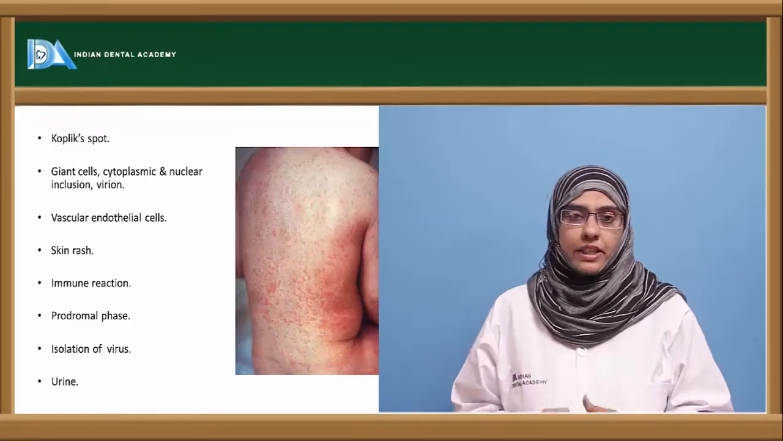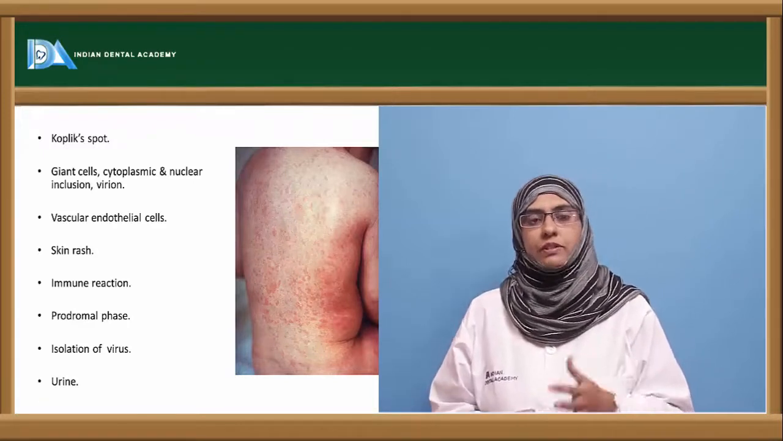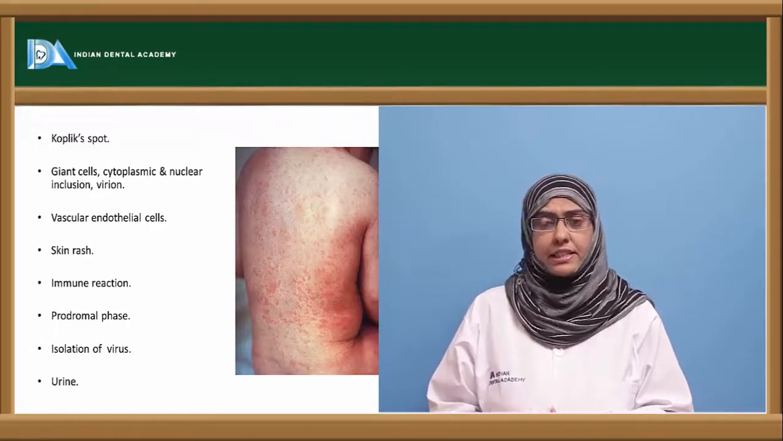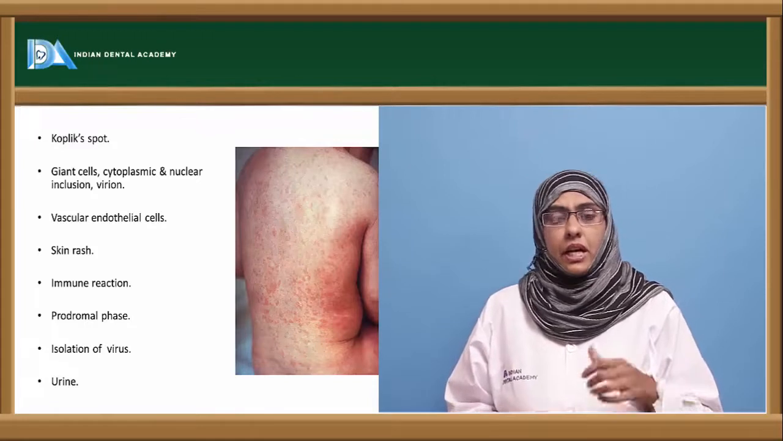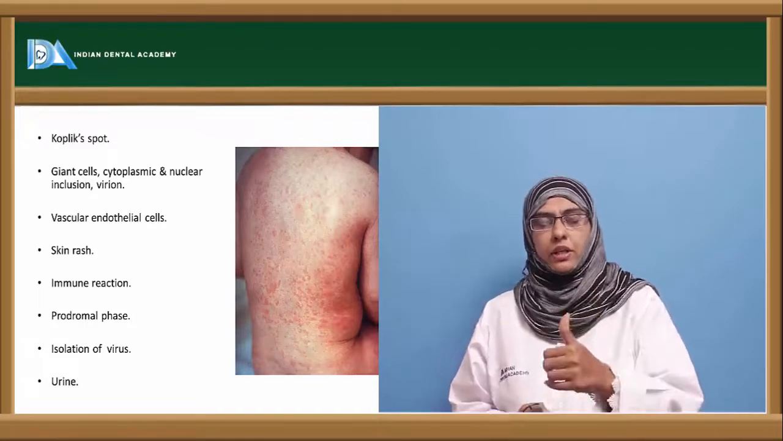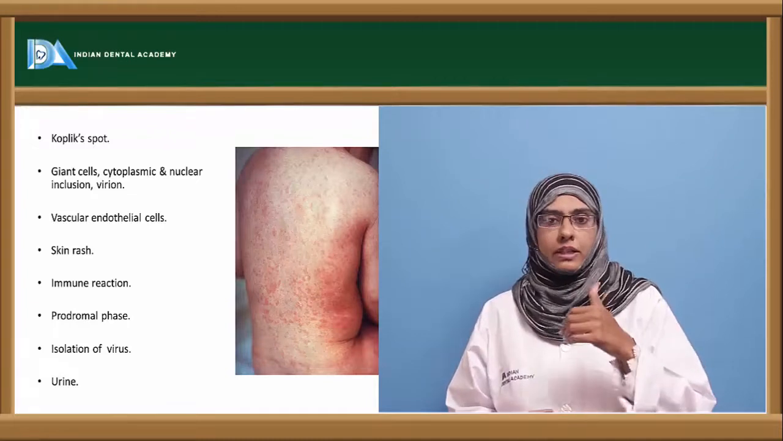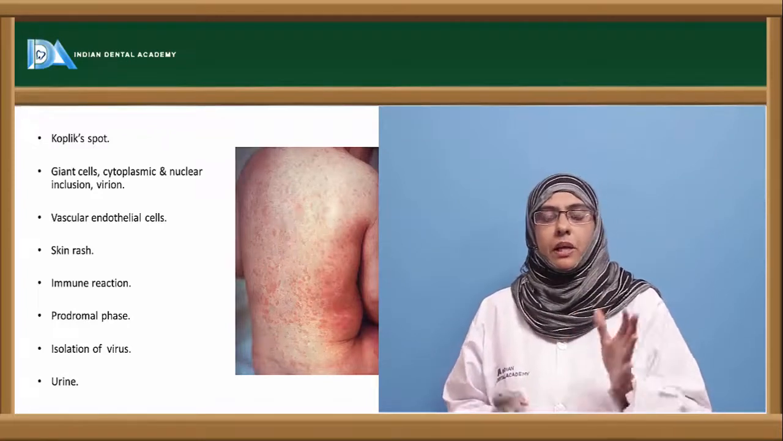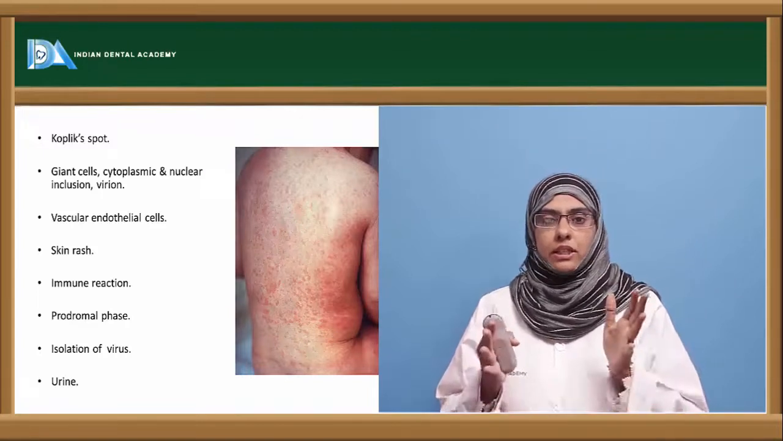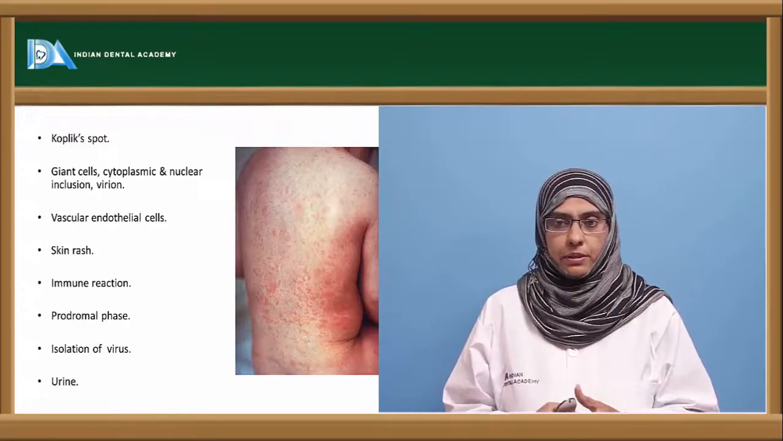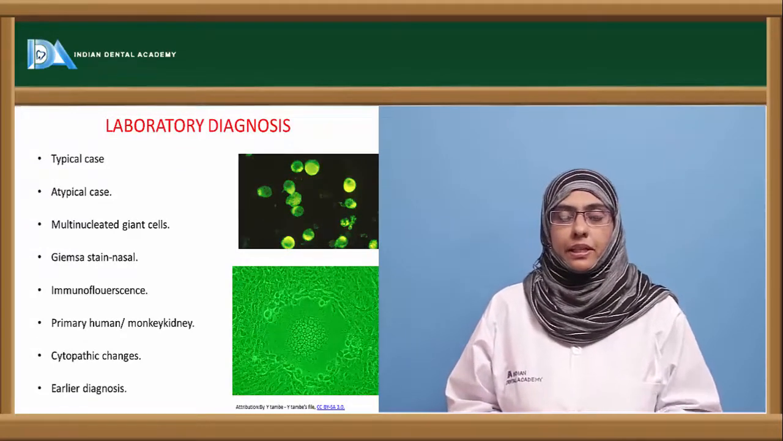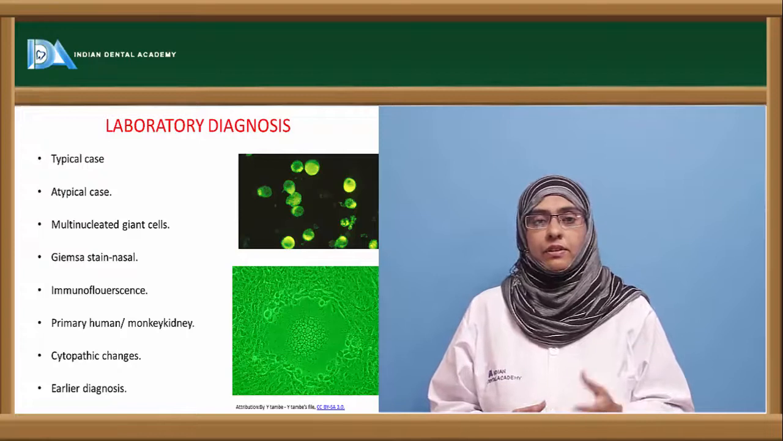The prodromal phase is between 2 to 4 days, during which you can isolate the virus from the nasal secretion, blood, urine, etc. The isolation of the virus can also be done from the urine after 2 to 4 days, or within a week you can isolate the virus. But between the 2 to 4 days you can isolate the virus from the nose or the excretory component of the human being.